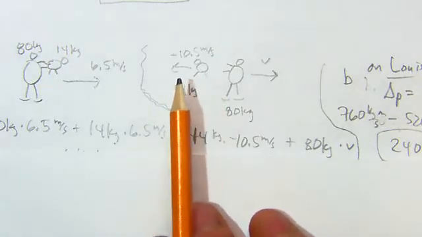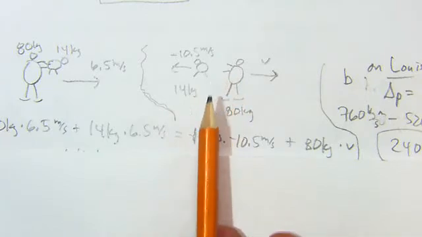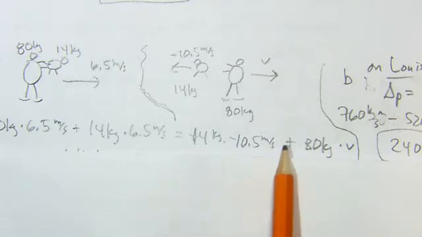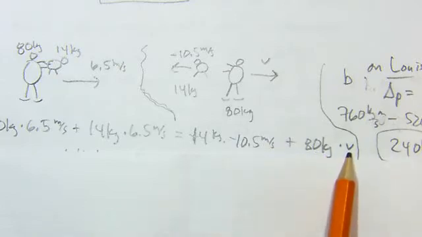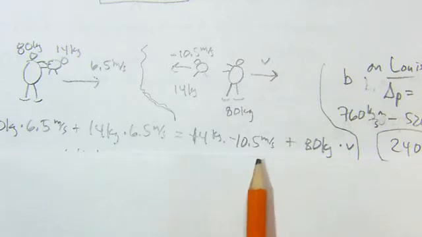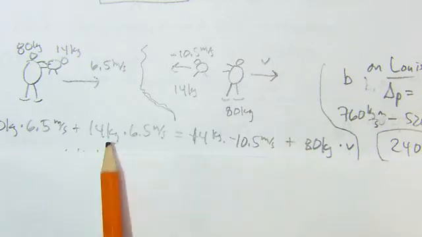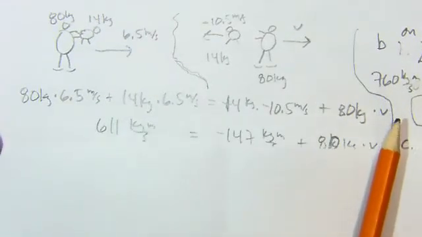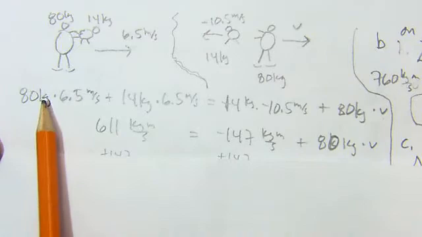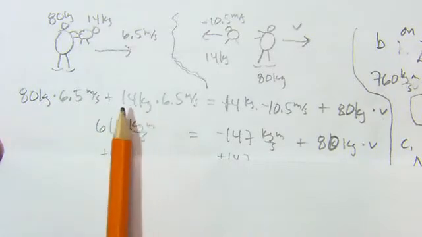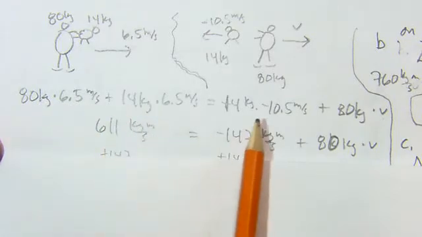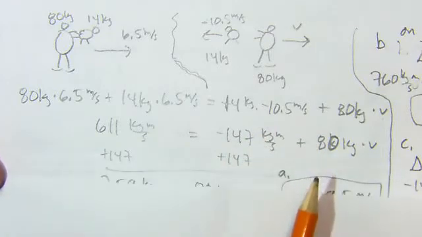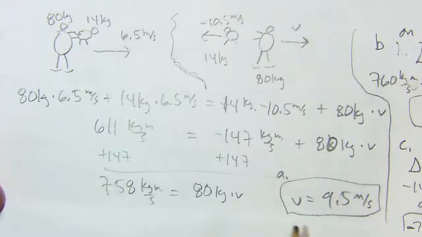I did south as negative, north is positive. So the dog is the 14 times -10.5. The guy is 80, and we're trying to figure out how fast he's going. So it's just m times v, m times v. This is before, this is the after. Okay, and then it's just a matter of solving that out. I just multiplied this, and added them together. Multiplied these, kept working it out there. Okay, got down to 9.5.